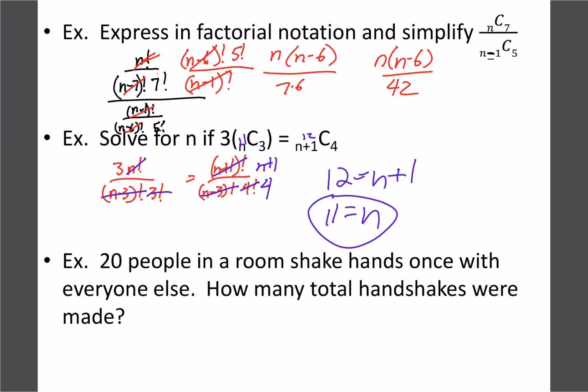Okay, our last example here is a common question that shows up where the C notation comes in handy. If we have 20 people and they're going to shake hands with everybody else in the room once, that means we're basically going to take 20 people and combine them into groups of 2. So 2 people shake hands, we don't care what order they go in. So we want to take groups of 2 out of the total 20, and that will work.